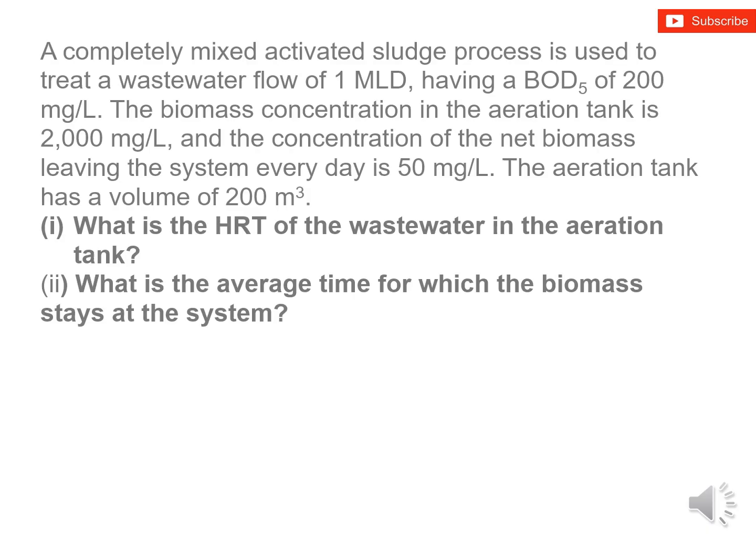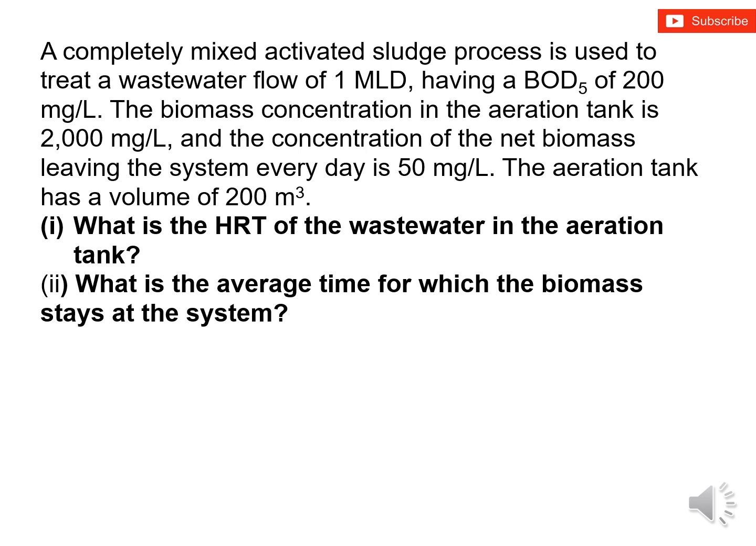Now let's see an example here. A completely mixed activated sludge process is used to treat a wastewater flow of 1 million liter per day, and the BOD5 is 200. The mixed liquor suspended solid is 2000. The concentration of the net biomass leaving the system every day is 50. So this is the X leaving the system. The aeration tank has a volume of 200. What is the HRT of the wastewater in the aeration tank? What is the average time for which the biomass stays at the system?